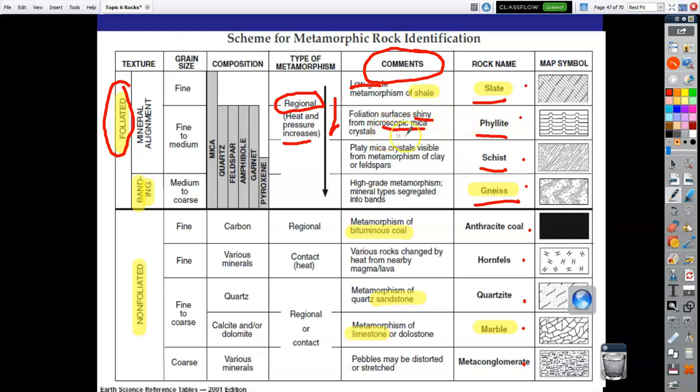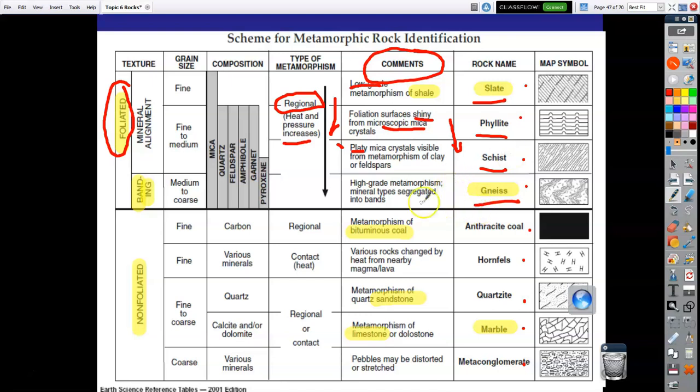Then you go down into the earth deeper, and you form what's called a schist. And if you read this comment right here, it says platy mica crystals visible. Platy means little flakes, and the little flakes of mica that you can see. I call that rock the disco ball. So if you think of a disco ball, like back in the 70s, they had those disco balls on the ceiling that sparkled and all the lights bounced off of that. I'll show you a picture of that. That's what a schist would look like.